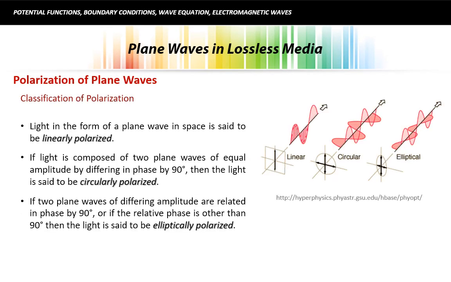For plane waves in electromagnetics, we define polarization. If light in the form of a plane wave in space is confined to a single plane, it is said to be linearly polarized. If light is composed of two plane waves of equal amplitude but differing in phase by 90 degrees, then the light is said to be circularly polarized. If two plane waves of differing amplitudes are related in phase by 90 degrees, or if the relative phase is other than 90 degrees, then the light is said to be elliptically polarized.